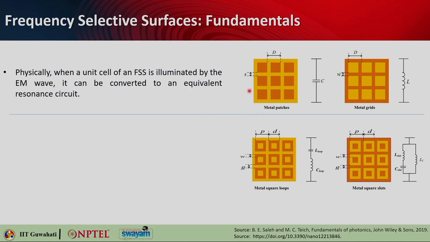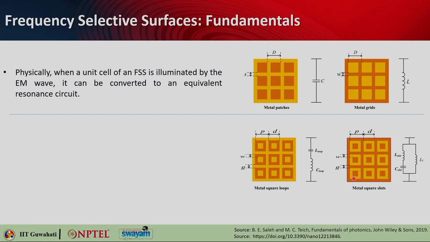So physically, when a unit cell of FSS is illuminated by an electromagnetic wave, you can convert that into an effective equivalent resonance circuit, right. In the case of a metallic patch, it is a capacitive element, as I mentioned. Metallic grids are an inductive element. But when you make a metal square loop array like this, where the dark one is the metallic loop, it can be modeled as an L loop and C loop. There is a gap between the loops that gives you the capacitance effect, and this loop gives you the inductance.